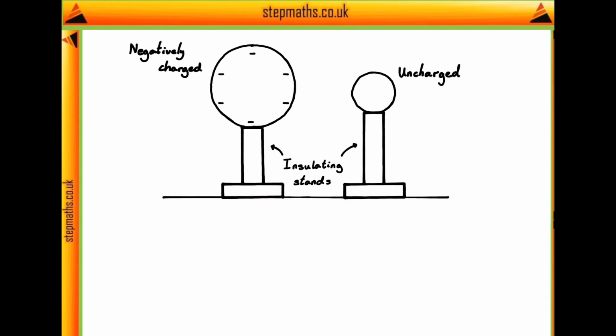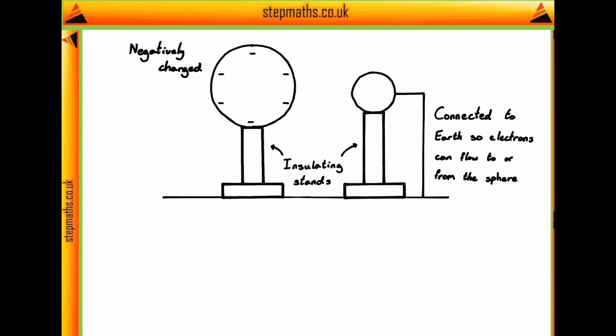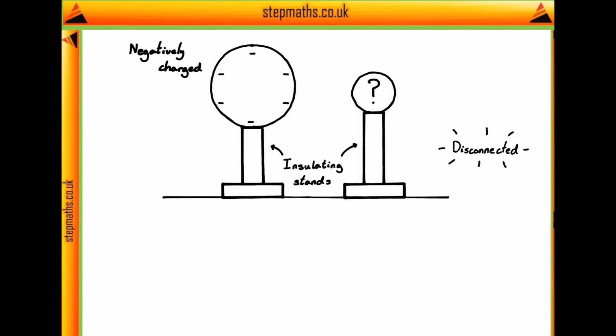We're then told that we take our uncharged sphere and we connect it with a wire to earth so that electrons can flow from this uncharged sphere to the earth. And electrons are going to flow because they're going to be repelled by this negatively charged larger sphere. Then, after a little while, we disconnect this sphere from the earth, so we take the wire away and it's just left on top of the insulating stand with some resultant charge.